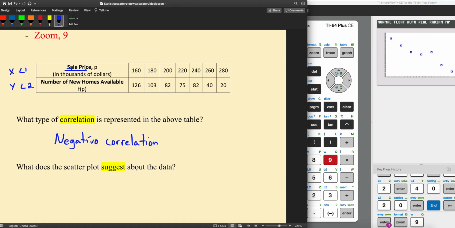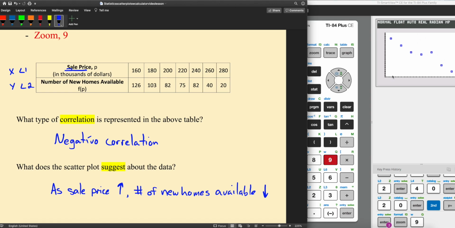Now again, what does the scatter plot suggest about the data? Well, what does it suggest? What are we talking about? Sale price. As sale price increases. And sure, you could write the word increases out, but you can abbreviate with the arrow. That is fine. The number of new homes available decreases. Simple. And that is true.